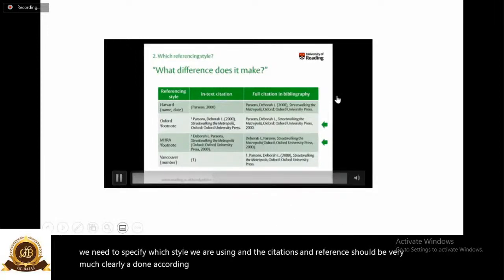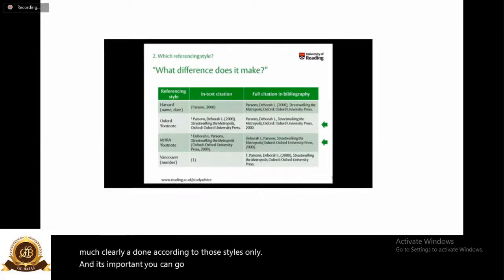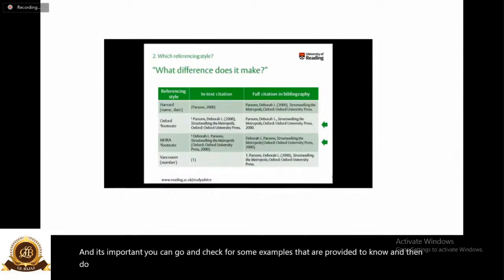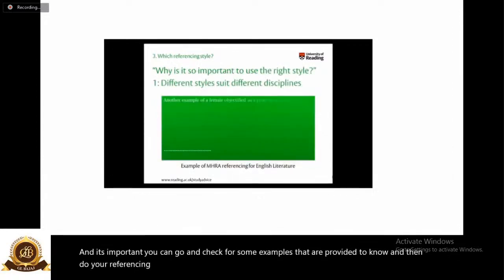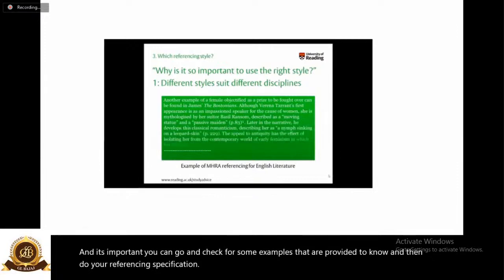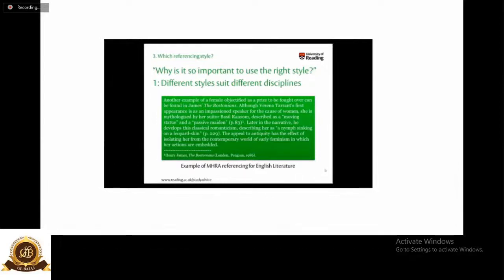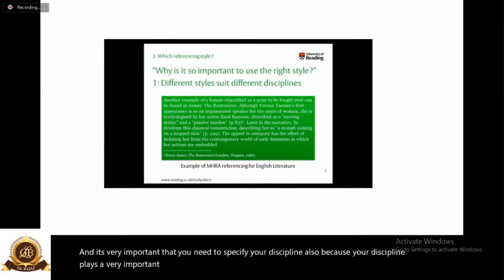You must check the examples provided for you. It's important you go and check some examples that are provided to you, and then do your referencing specification. Different referencing styles are chosen because they work best with the kind of sources you would frequently need to use in your discipline. For instance, MHRA, or Modern Humanities Research Association style. And it's very important that you specify your discipline also, because your discipline plays a very important role in the specification of your styling.